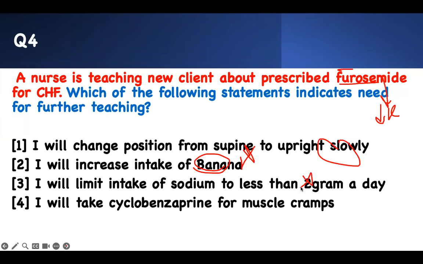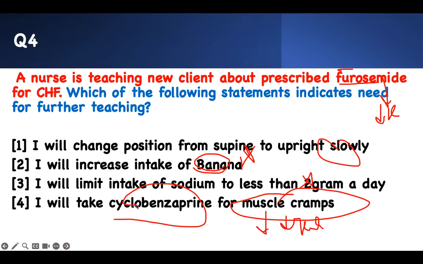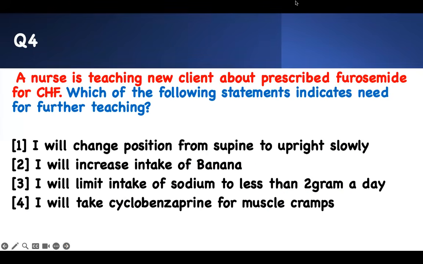I will take cyclobenzaprine for muscle cramps. As soon as you see muscle cramps, this is hypokalemia. You should not take Flexeril to relax you. The muscle cramp is due to low potassium. Therefore, we've got to fix the potassium. Which one needs further teaching? Number 4 needs further teaching. As you can see, it's our concept.